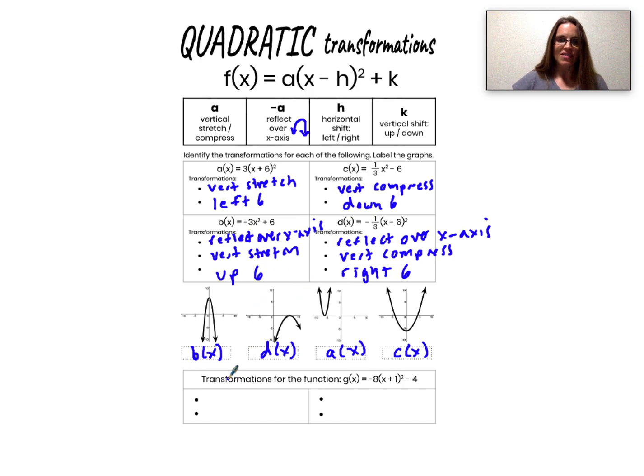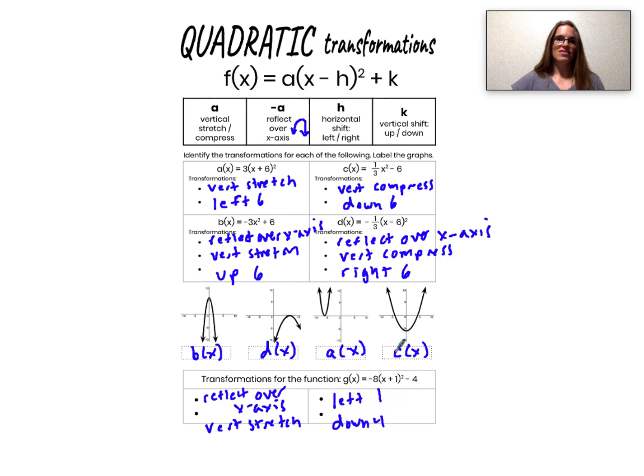Last example, we're just identifying the transformations. We have 4 transformations. For g of x, we have a negative. That means we are reflecting over the x-axis. 8 is bigger than 1. That is a vertical stretch. That means steeper. Plus 1, left or right. We expect the positive to move it right. It doesn't. We're moving the graph left 1. And then finally, minus 4. That means we're shifting the graph down 4.